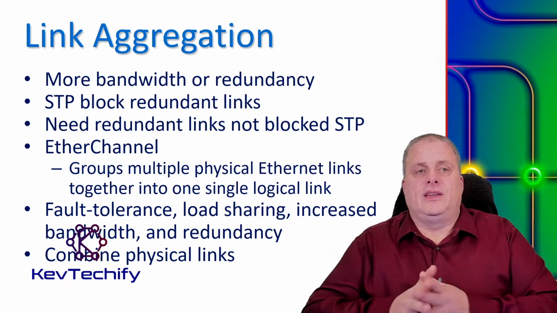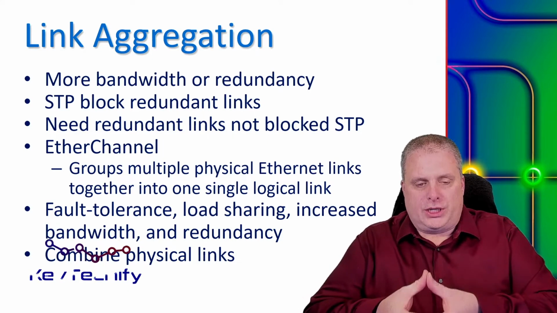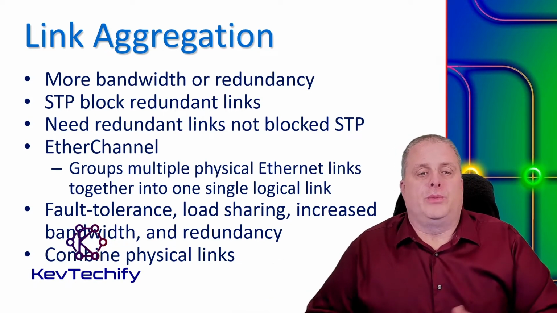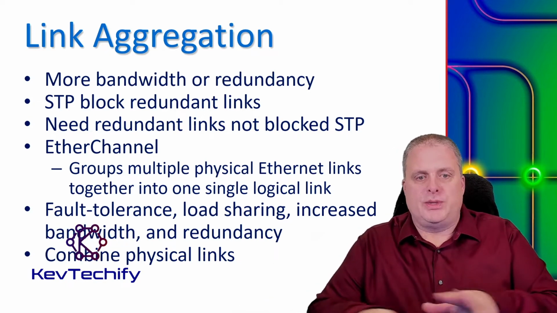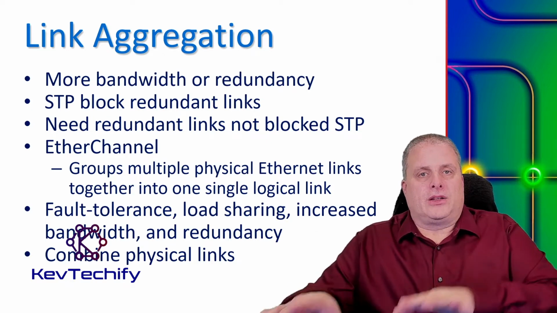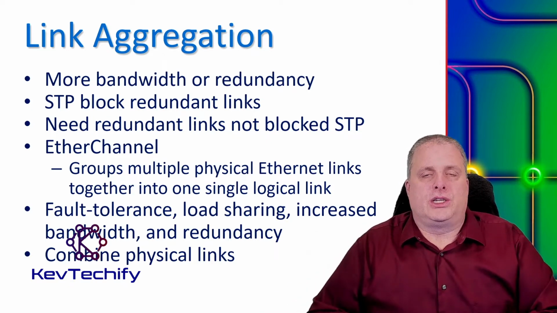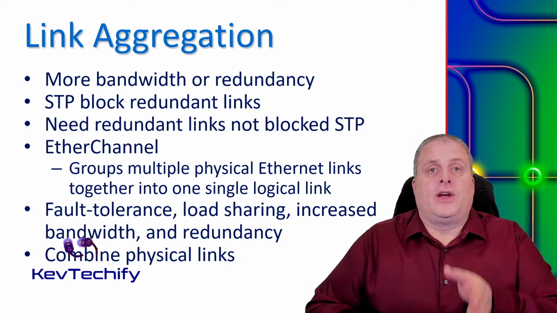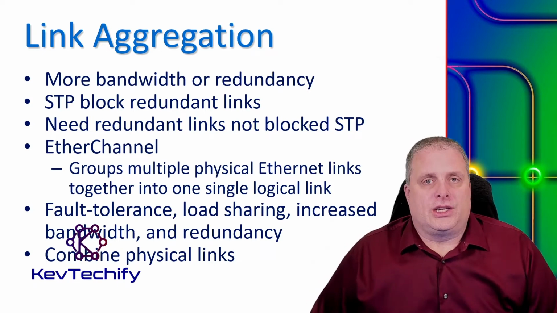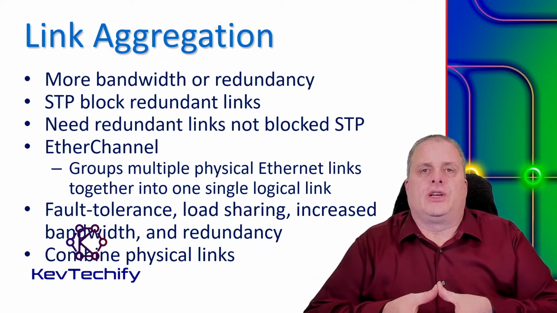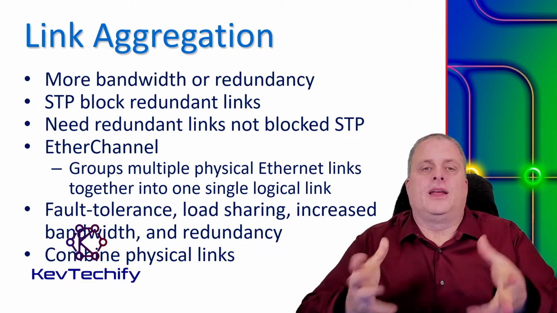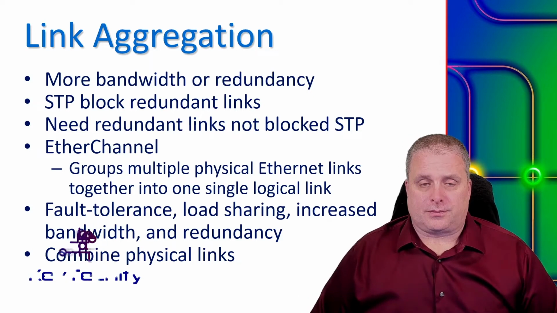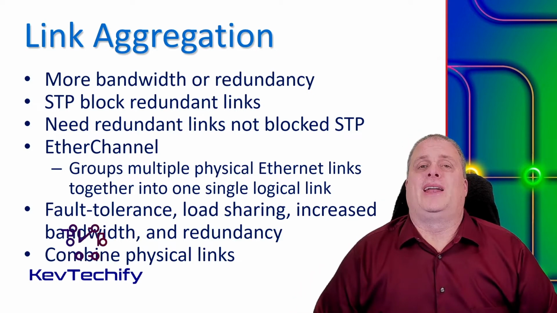Now, when we get all these multiple channels together, this gives us fault tolerance, because if one of those connections goes down, the other ones will still be up. Load sharing: it balances out the load between all of those connections. Hopefully you won't have any bottlenecks then. We have increased bandwidth, because if you have 4 1 gig connections, that gives you a 4 gig logical connection. And then we have that redundancy again, where if one goes down, the other 3 will still be there. Once again, we do that by combining our physical links.